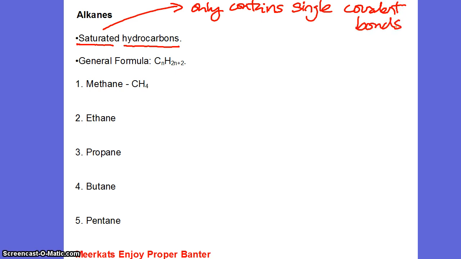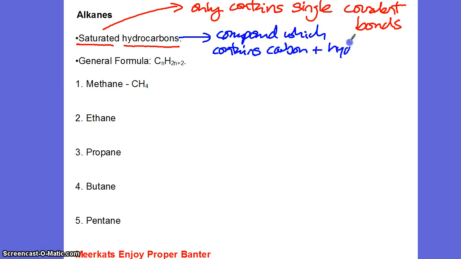Alright, and our second definition, which we need to cover, is about hydrocarbons. So a hydrocarbon is a compound which contains carbon and hydrogen, and the key word at this point is only. They only contain carbon and hydrogen. Nothing else. They don't contain oxygen, nitrogen. Hydrocarbons only contain carbon and hydrogen atoms.